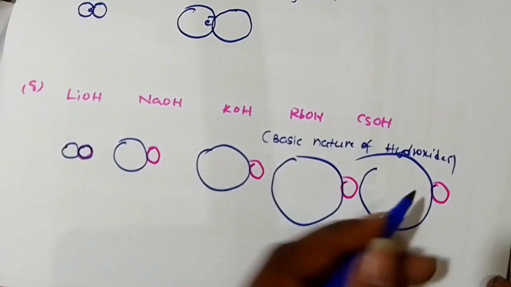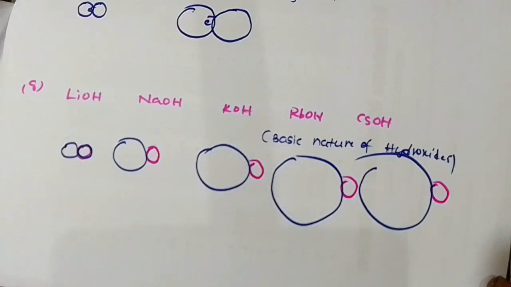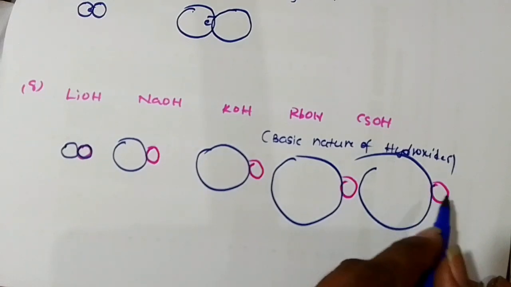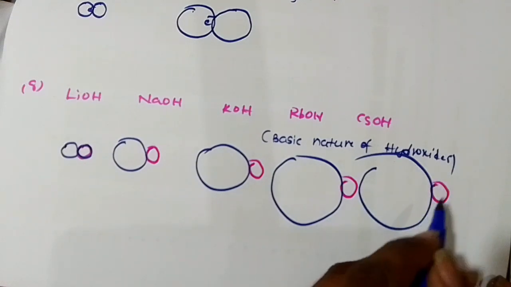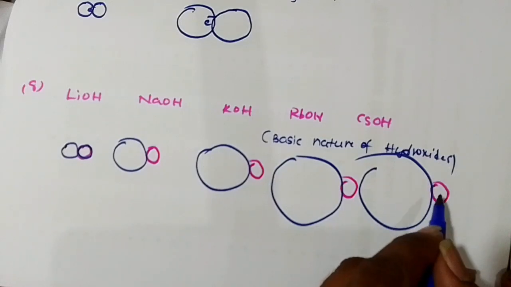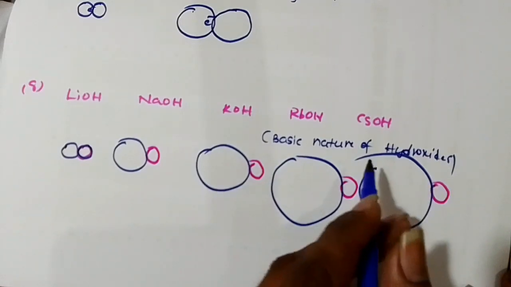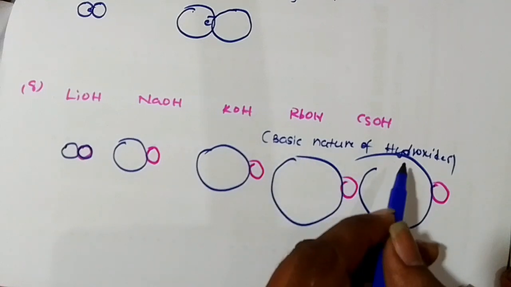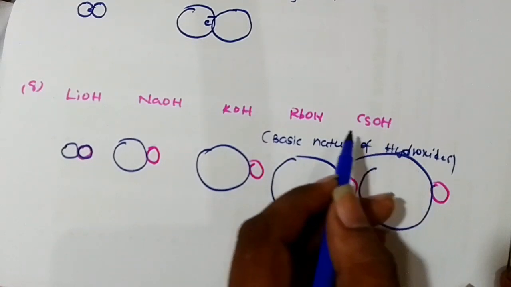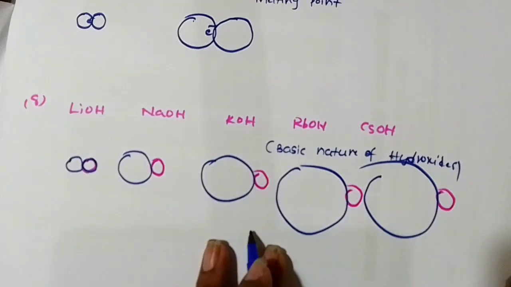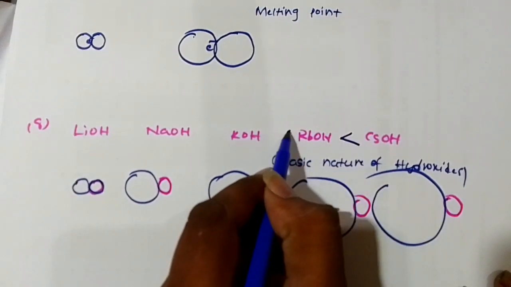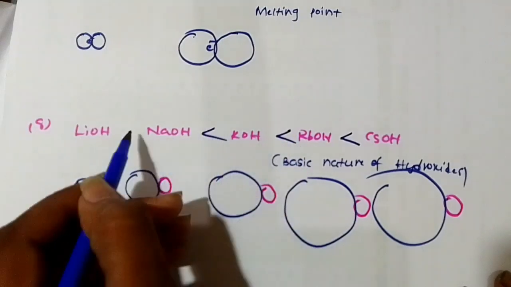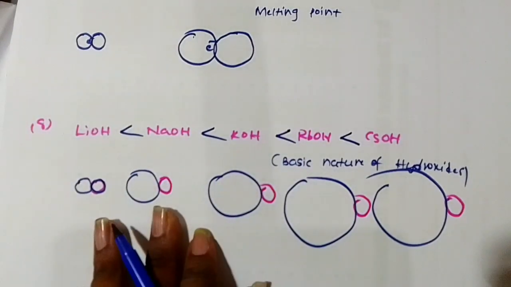If the size difference is more, lattice energy is very less. In that case these molecules break easily into ions. In that time it can produce hydroxide ions very easily. Now if any substance produces hydroxide ions easily, we can say that the substance has more basic nature. Now cesium hydroxide has more basic nature, followed by RbOH, followed by KOH, followed by NaOH, followed by LiOH.